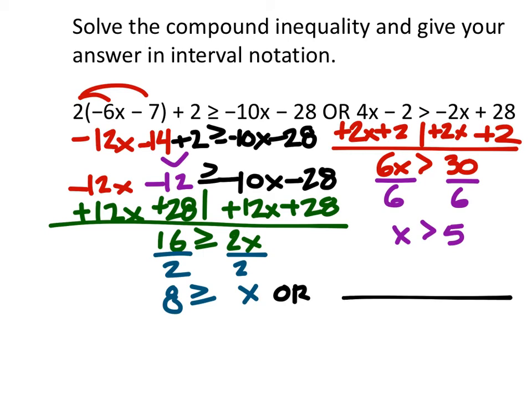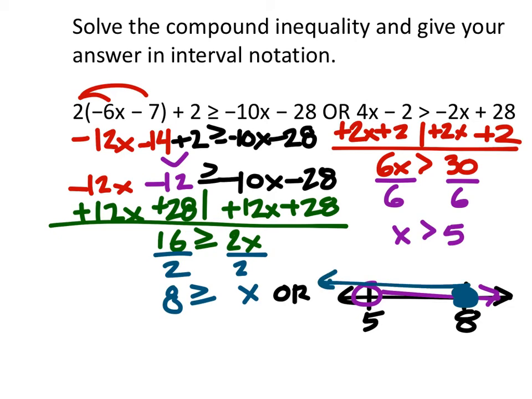Let's go ahead and look at this on the graph. So I'm looking at 5 and 8. So at 5, I've got an open circle. It's eating the x, so it goes to the right. And at 8, I've got a closed circle, which is not eating the x, so it goes to the left.